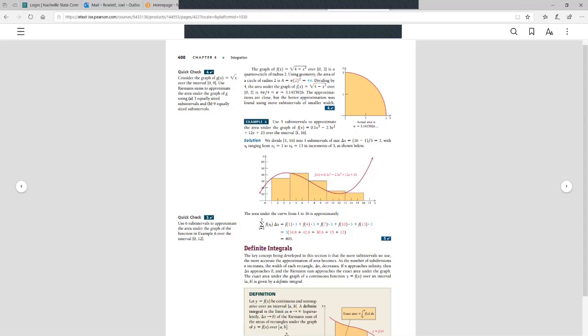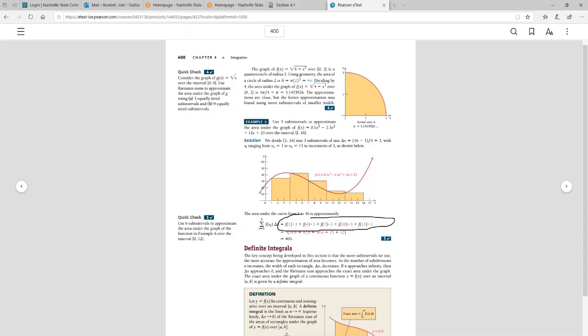Okay. So using the Riemann sum, all they did was they took the height of each rectangle, multiplied by 3, and then they added all of those together, and they estimated that the area under that curve from 1 to 16 is close to 405. And again, once we finish today, we will actually be able to figure out the exact area under there.